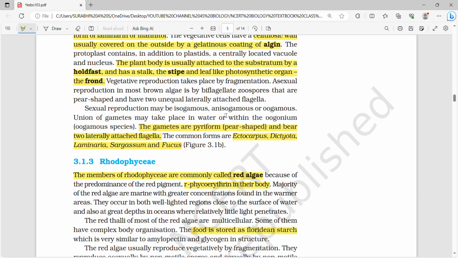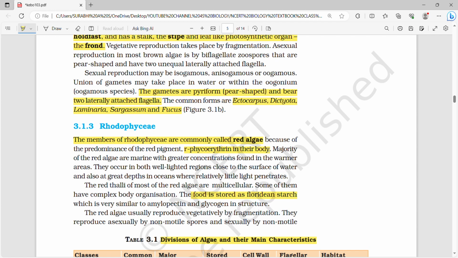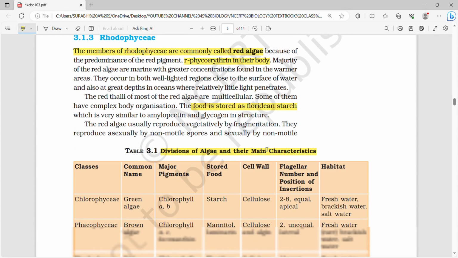And you need to know that the gametes are pyriform shaped, that means pear shaped, and bear two laterally attached flagella. And you need to know the examples: Ectocarpus, Dictyota, Laminaria, Sargassum, and Fucus.